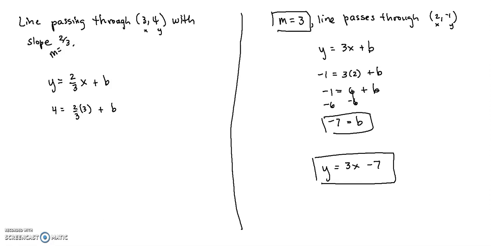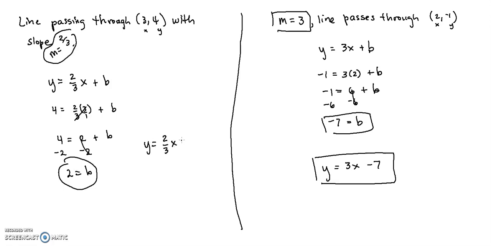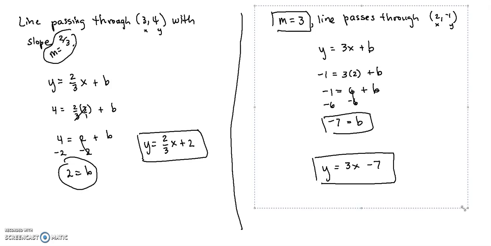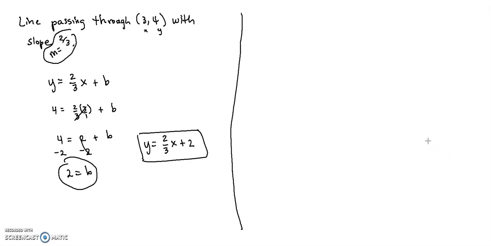We've got some fractions here. You could multiply through to clear the fractions, but when you multiply, it's pretty nice. The 3's are going to cancel, and we're going to have 4 equals 2 plus b. Or if you're not sure about canceling, this would be 6 over 3, and 6 over 3 is the same as 2. Then let's get b by itself. So we've got 2 equals b. Now we have the slope, and we have the point, and we can make our line: y equals 2/3 x plus 2.